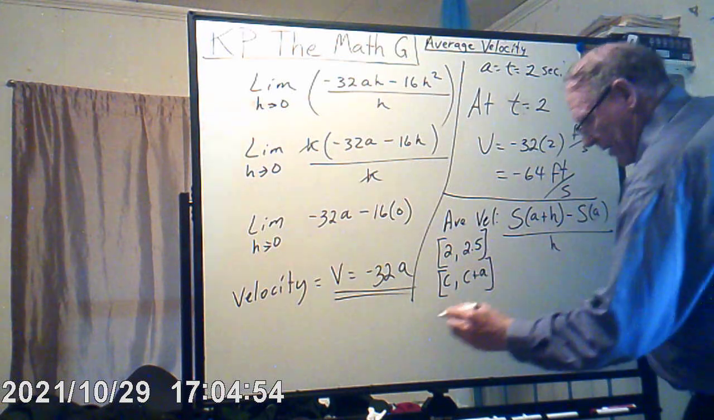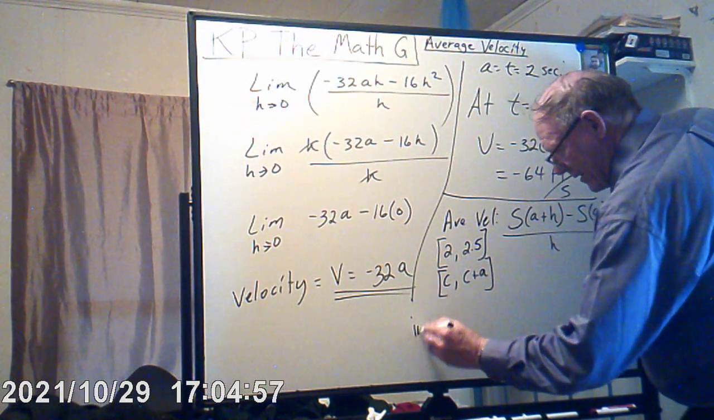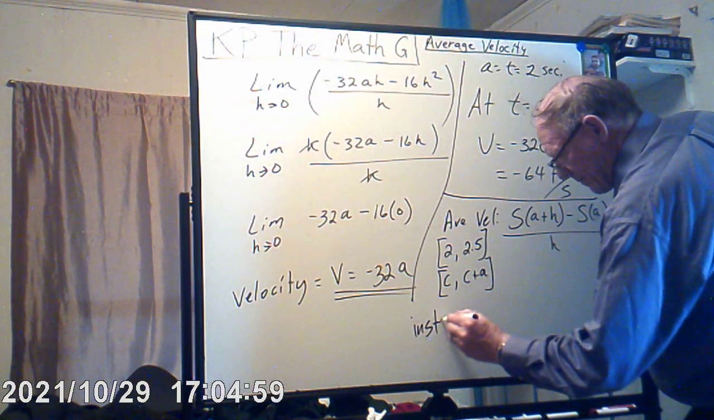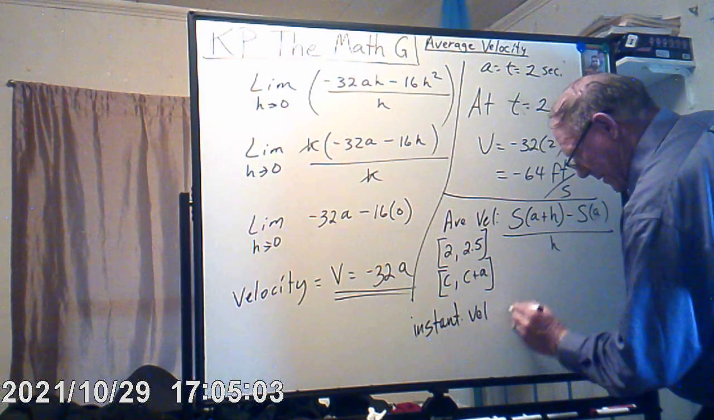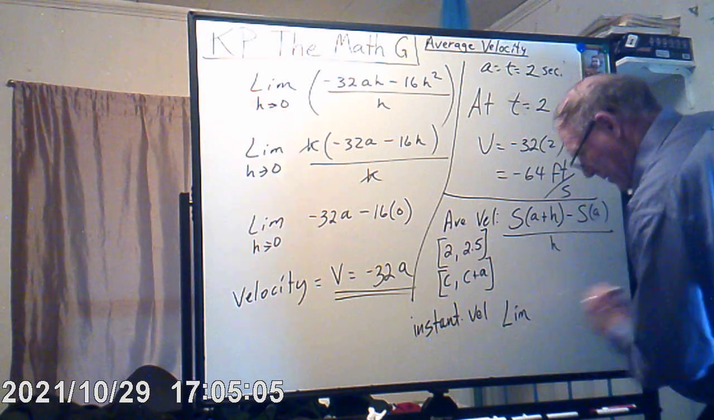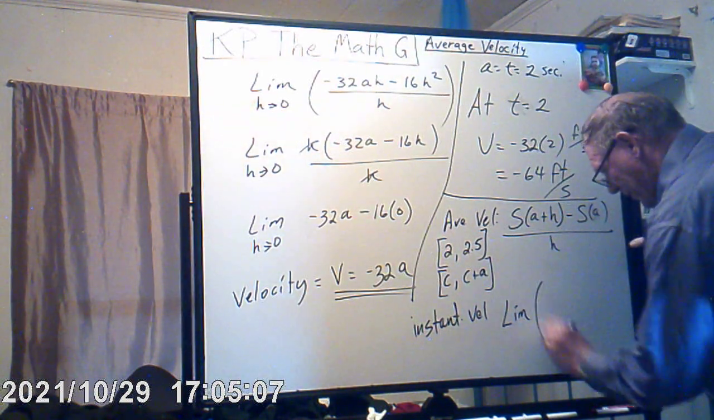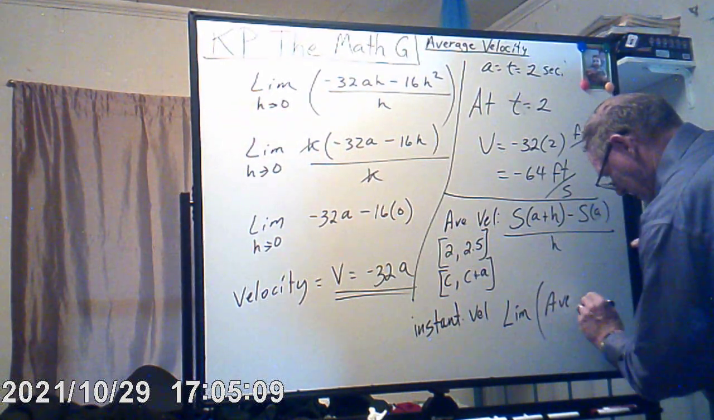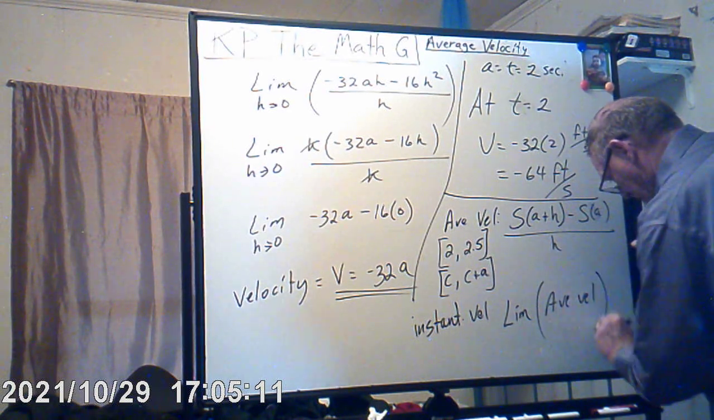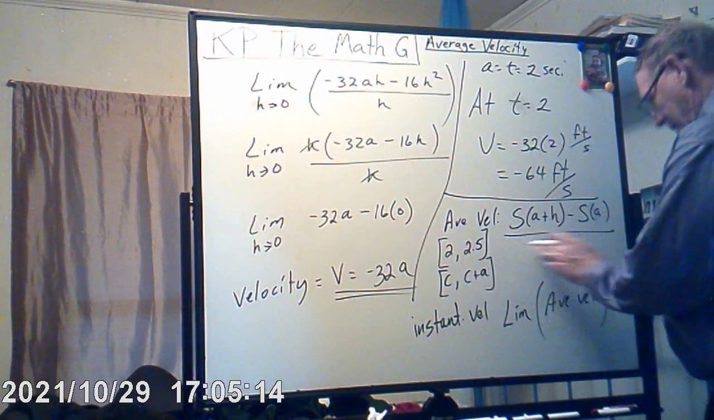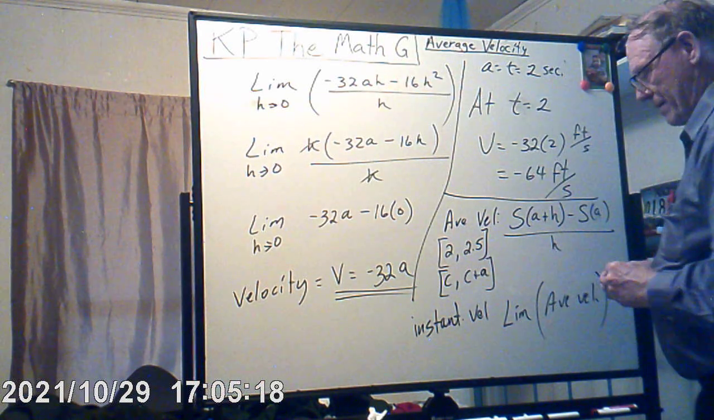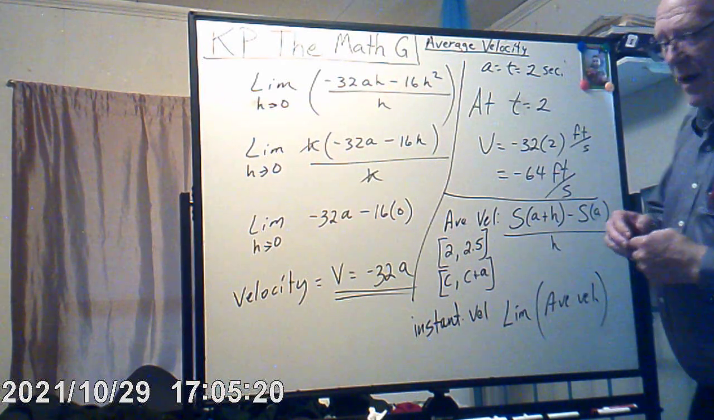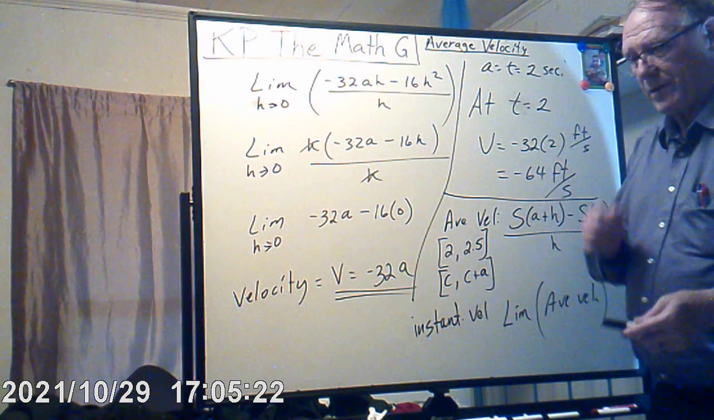That's the average velocity. The instantaneous velocity is the limit of the average velocity, which is the limit of this, like we just did a while ago. So just keep in mind the difference between the two.